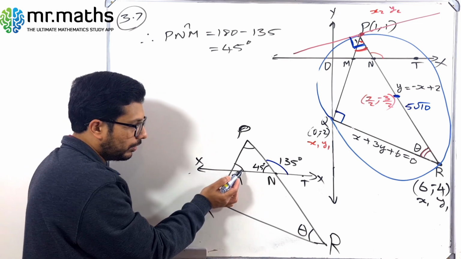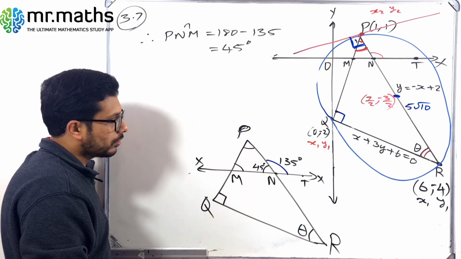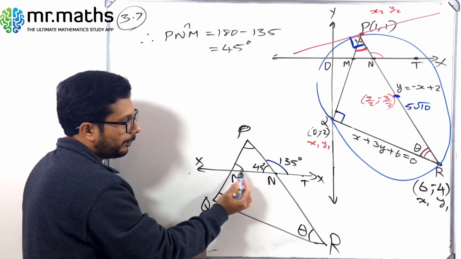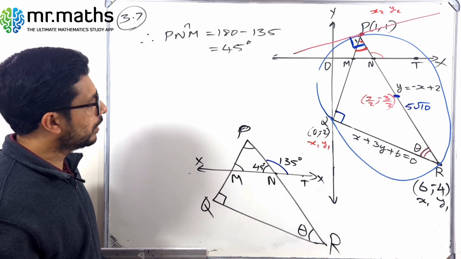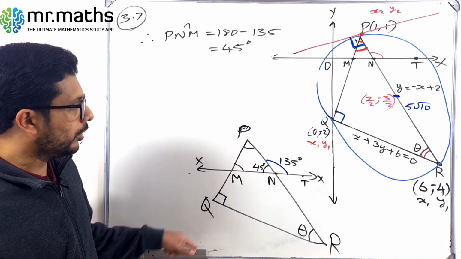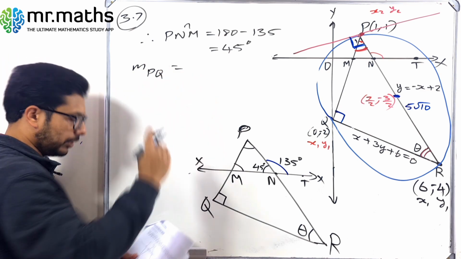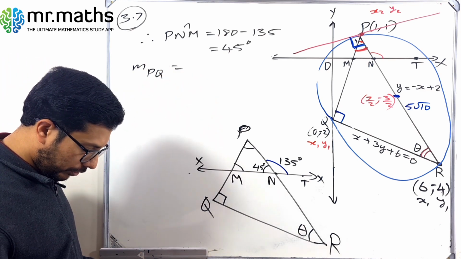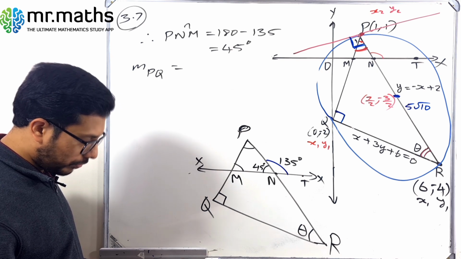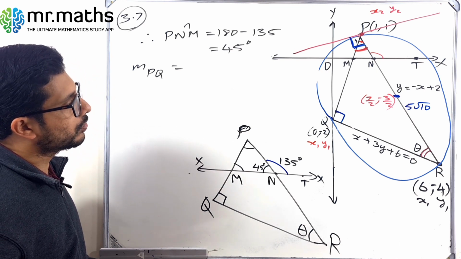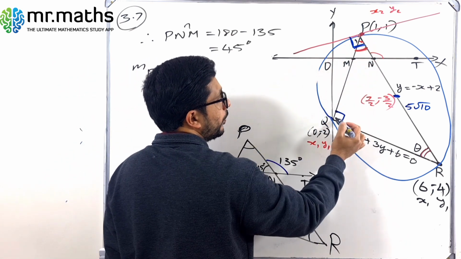Am I right? This one is the angle of inclination of this line PQ. Which angle is that? PMN. So what is the gradient of PQ? Look at the previous question. Did we find the gradient of PQ somewhere? Oh, we didn't find the gradient of PQ, so we have to find it. How can I find the gradient of PQ?